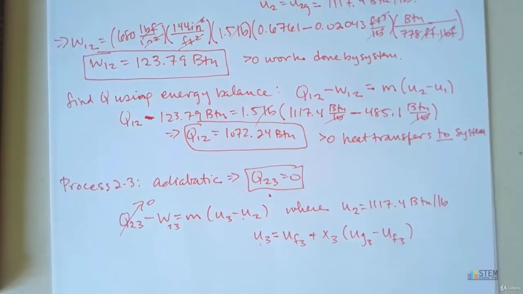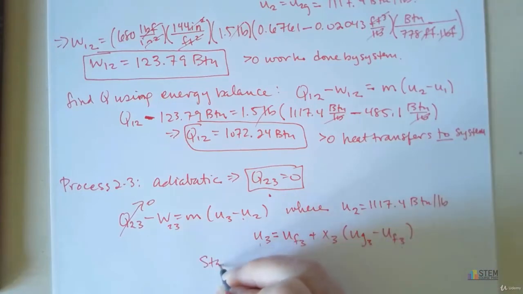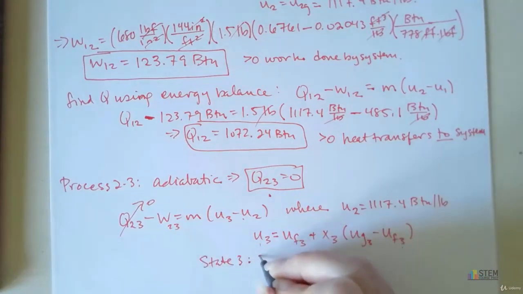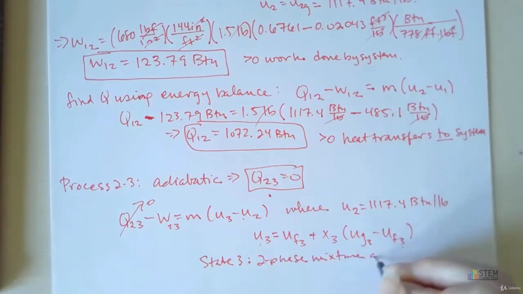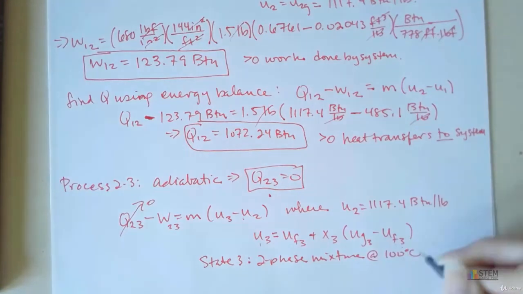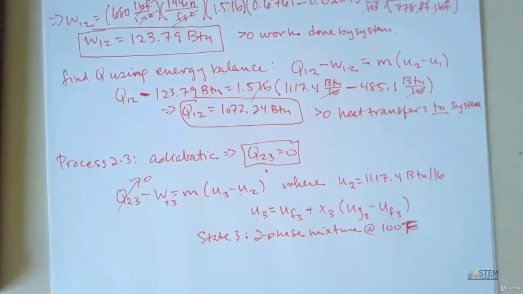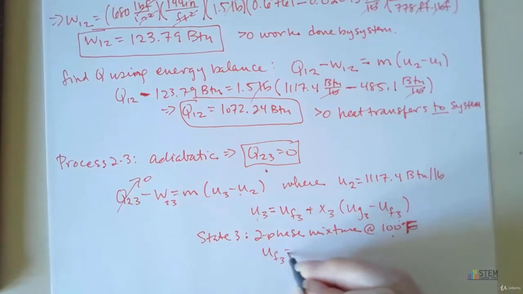These are going to have to come from the table. At this point, we've got that two-phase mixture. Our temperature is 100 degrees. Let's write down state 3, so two-phase mixture at 100 degrees. This is not Celsius, it's Fahrenheit. Now you'll just look up the 100 degrees in the saturated liquid table, and then you can write down your UF and UG values.